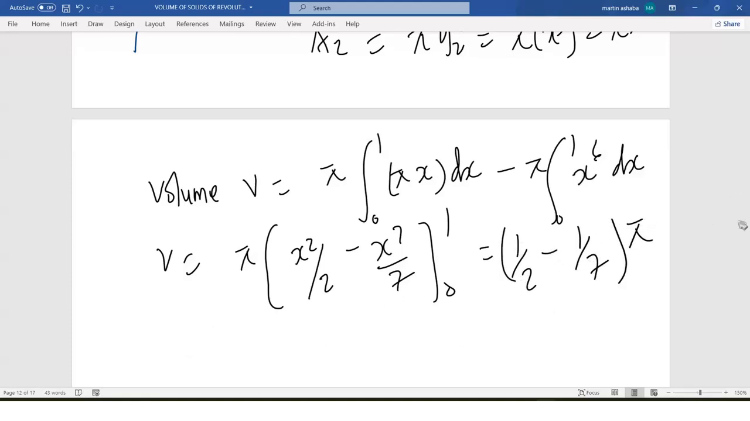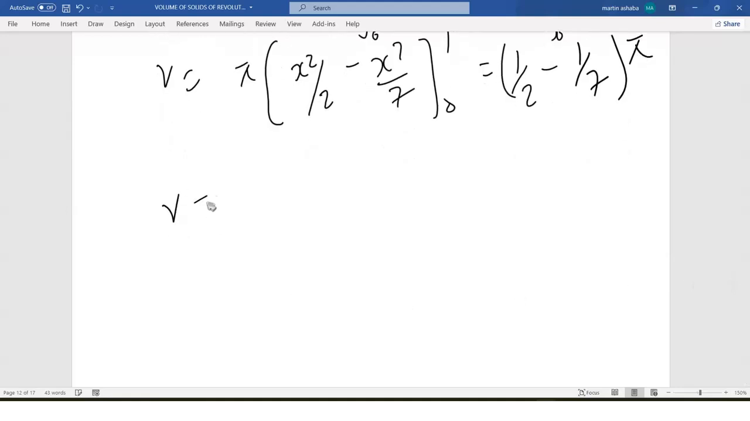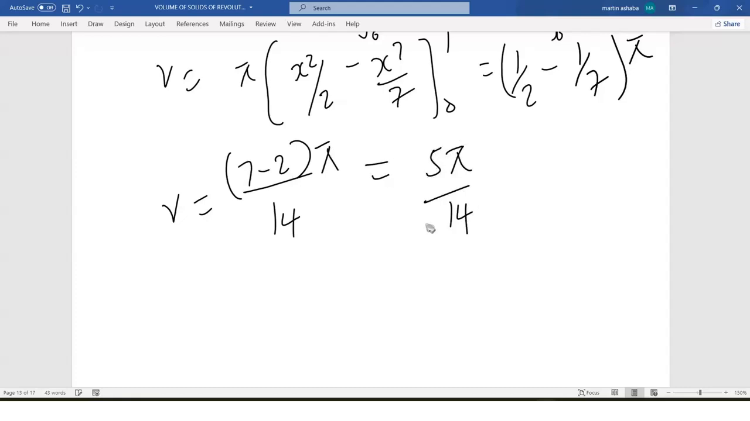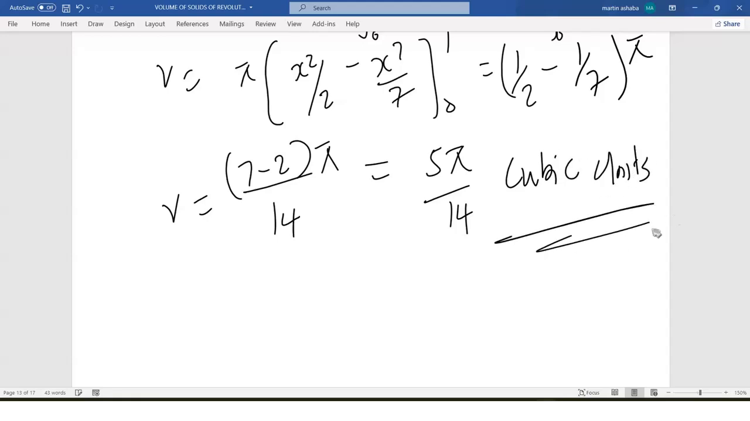So V will therefore equal, this is 14. 14 divided by this, I get 7. 7 divided by that, I get 2. So times pi, this becomes 5 pi over 14. So this becomes cubic units because that is our volume.